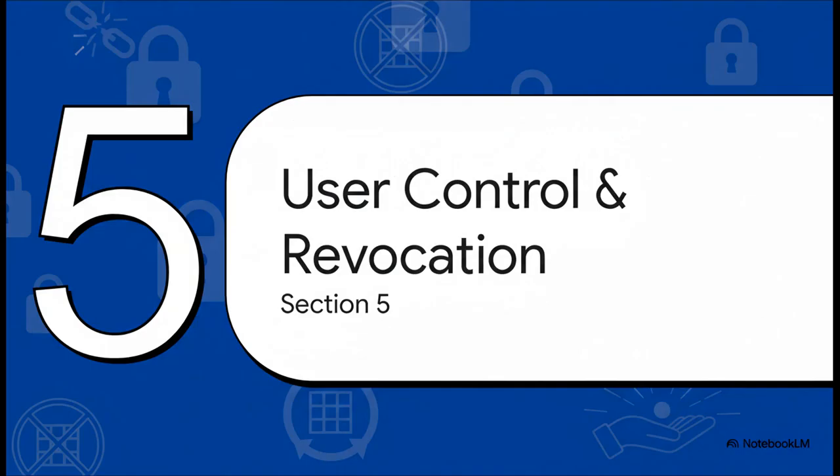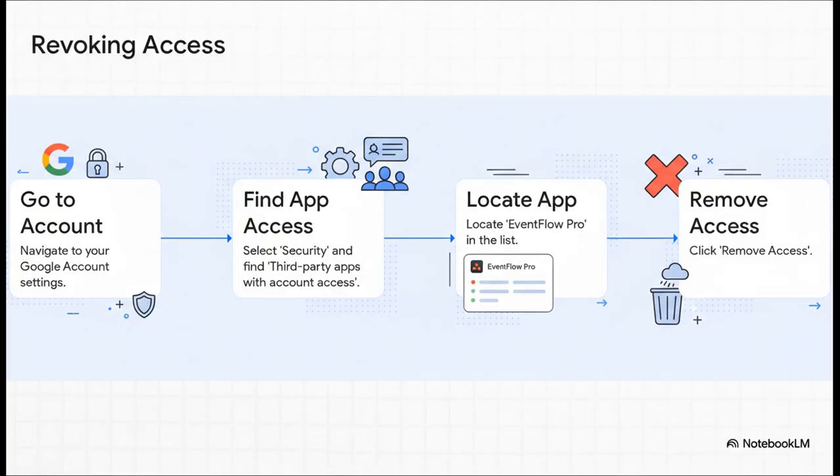And finally, just as important as giving access is being able to take it away. Let's show you how the user always maintains complete and total control. The process couldn't be simpler, and it's all managed right inside the user's own Google account. You just go to your security settings, find the section for third-party apps, find EventFlow Pro in the list, and click Remove Access. It's a standard, totally transparent process.